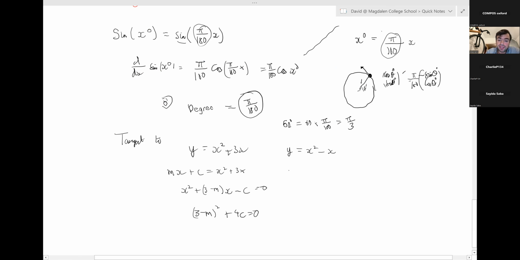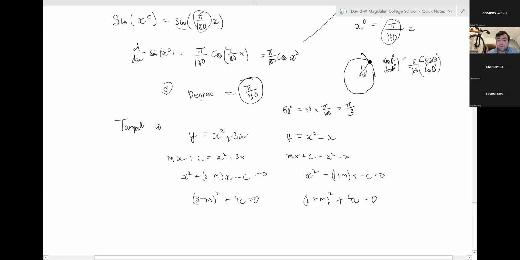And then if you do the same thing here, you get x squared minus (1 plus m)x minus c is equal to 0. And then you get a discriminant (1 plus m) squared plus 4c equals 0. There's absolutely no doubt in my mind that this is nicest, because now you can just equate (3 minus m) squared is equal to (1 plus m) squared.